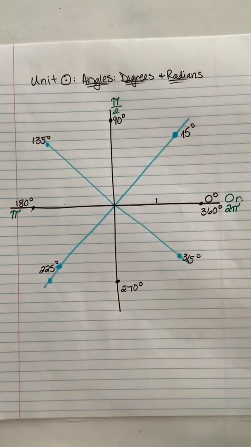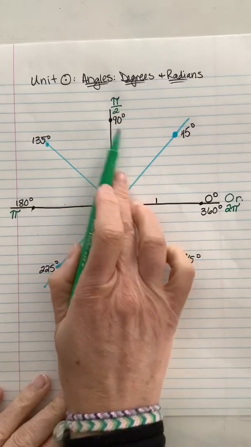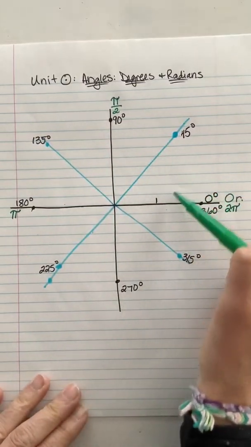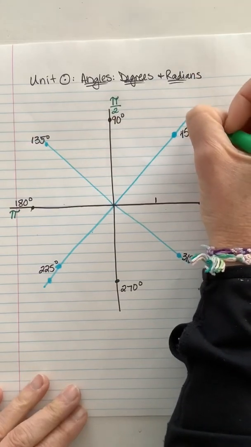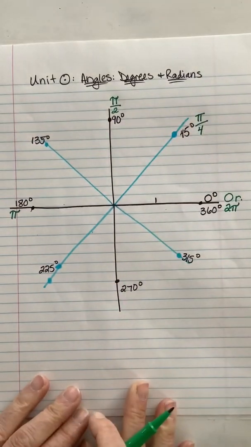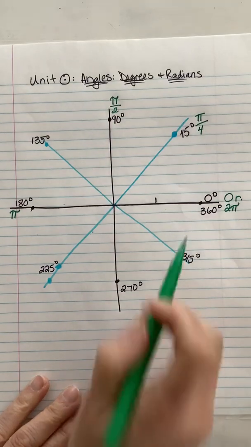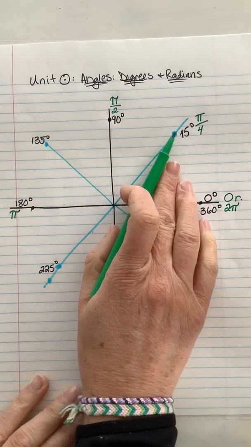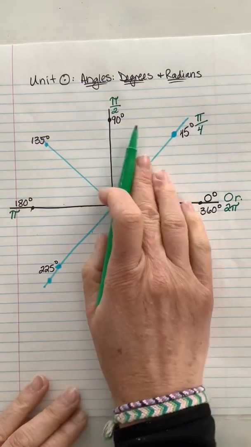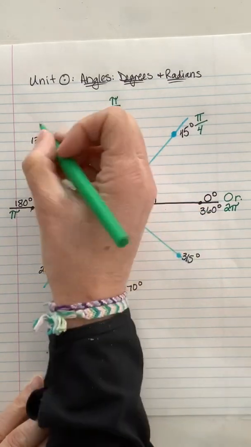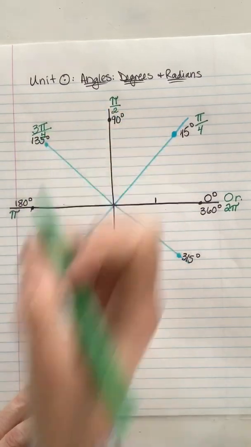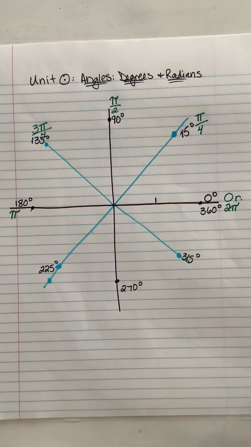Good job. Okay, wait a second. If that's half of a pi, how much is this little slice of pi? Oh, yeah, 1/4 of a pi, or pi divided by 4. So we've got 1/4 of a pi, half a pi. Wait a minute, I've got 1/4, 2/4. That means that this one is 3 pieces, or 3/4 of a pi.